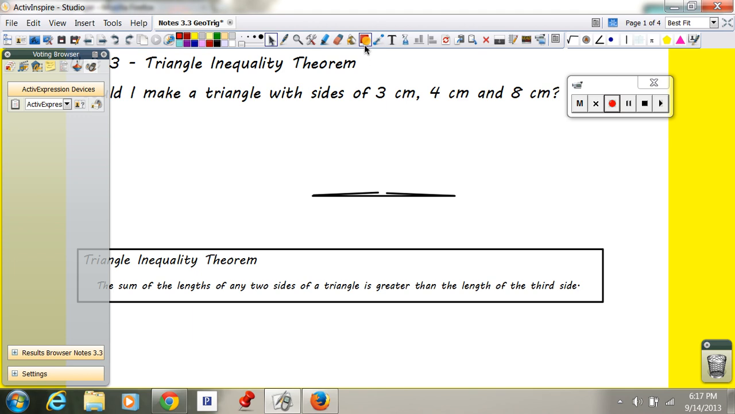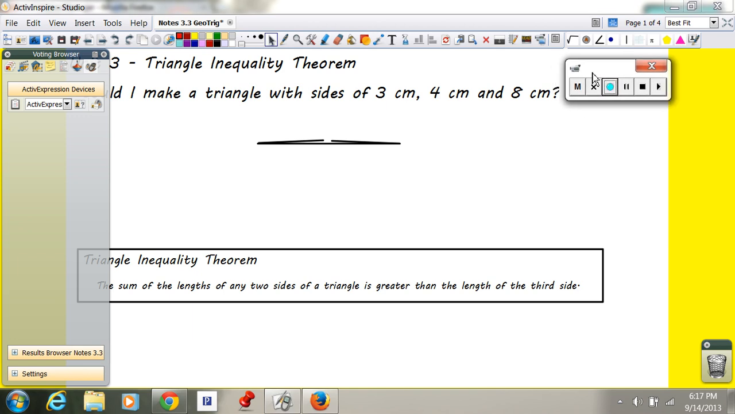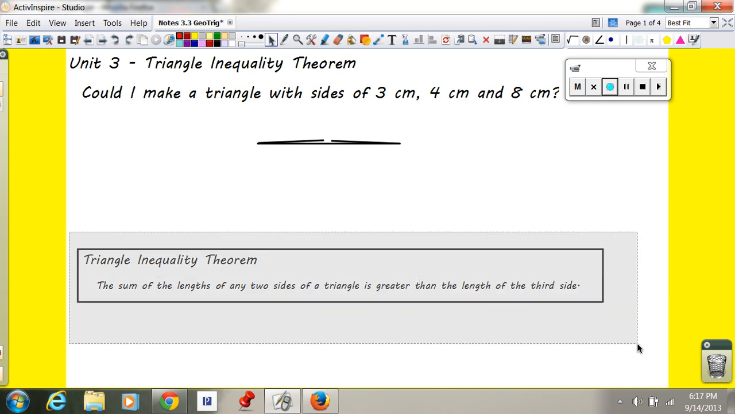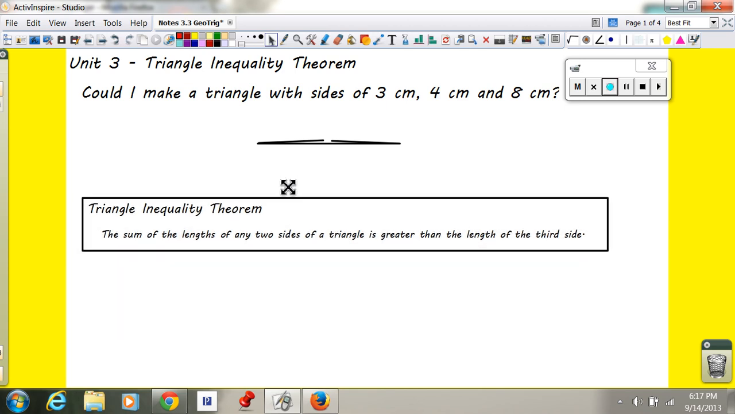So the answer to that question is definitely a resounding no. You cannot make a triangle with sides of those three sizes, a 3, a 4, and an 8. So why can't I? That's the key question. I thought with any three sides I could make a triangle. Well, that's not true. They have to be certain sizes to be able to make the triangle, and the triangle inequality theorem is what helps us.